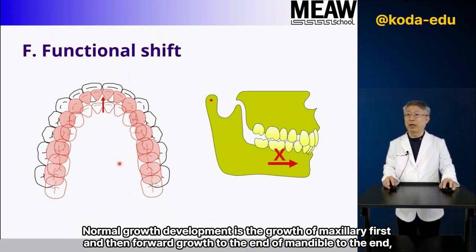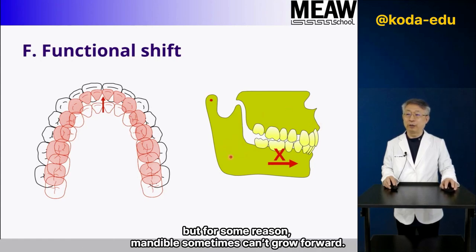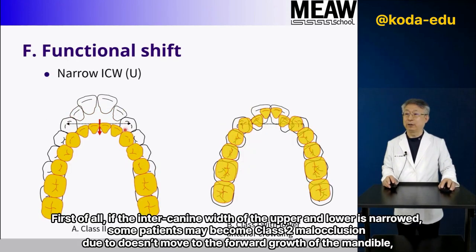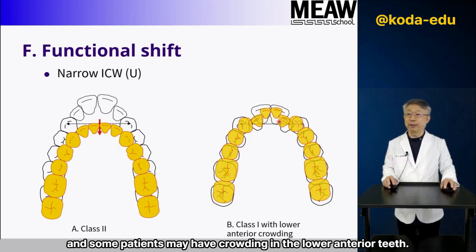Normal growth development is the growth of the maxilla first, and then forward growth of the mandible to the end. But for some reason, the mandible sometimes can't grow forward. First of all, if the intercanine width of the upper and lower is narrowed, some patients may become class 2 malocclusion because the mandible doesn't move to forward growth. And some patients may have crowding in the lower anterior teeth.